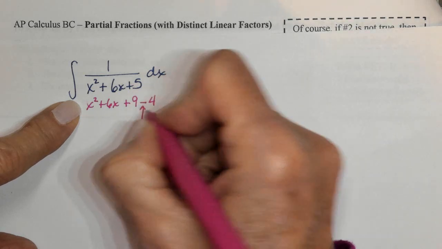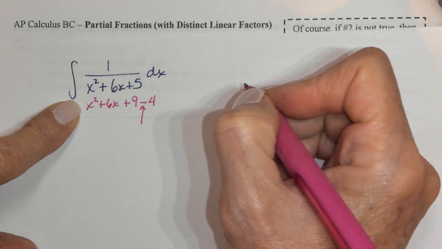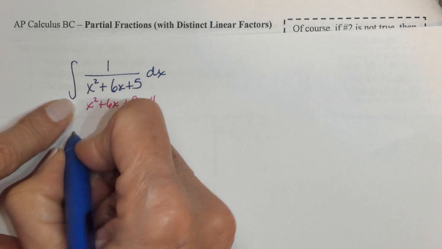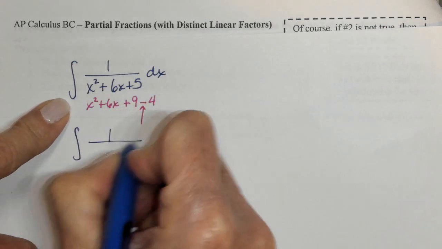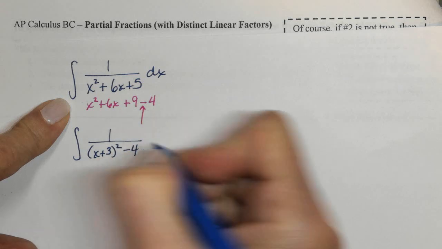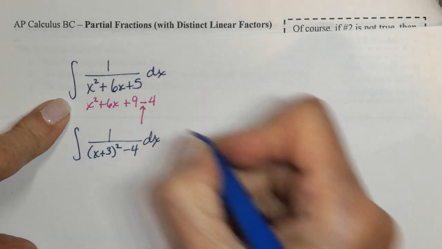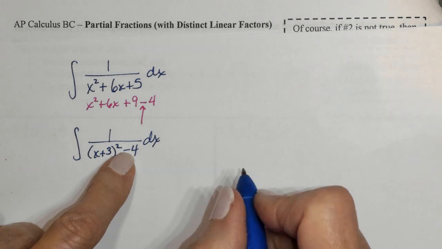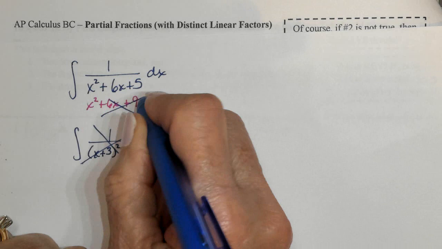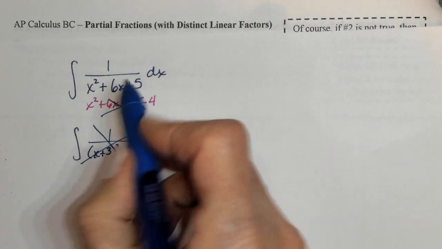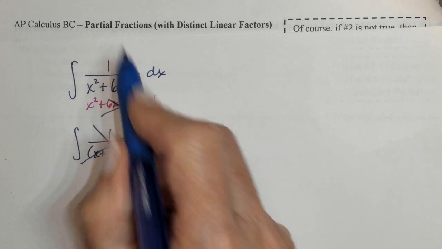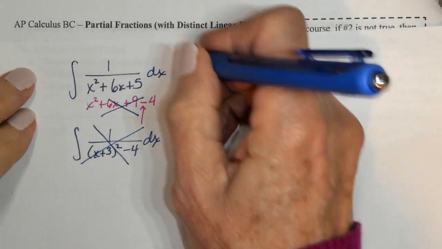That little guy right there ruins the chance for this to be an arctan. So if we tried it that way, it would look like this. It would look like that, right? That minus, not an arctan. So in this one, we would not complete the square. Instead, we observe that the denominator can be factored, and that's what we're going to use for this.